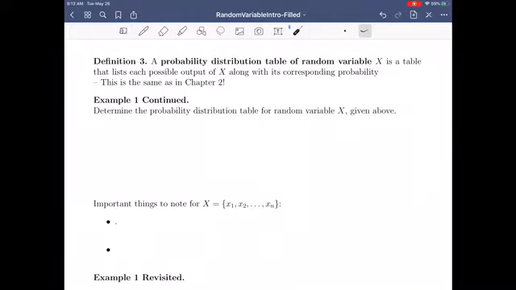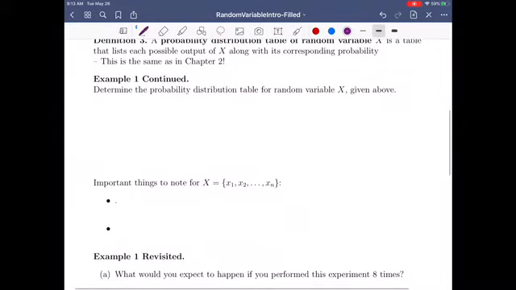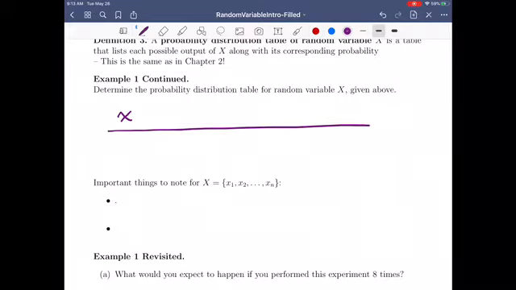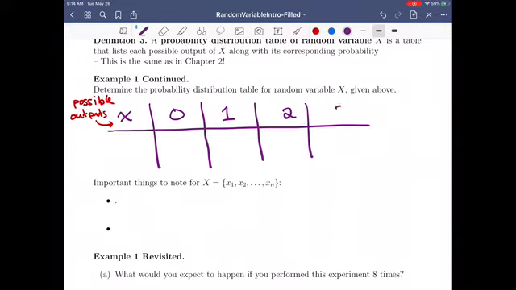If we do it for the previous example, our possible outputs, those are our possible little x's. These are how many heads we could have. So we could have 0 heads, 1 head, 2 heads, or 3 heads. That's all we could have. And then down here, we're going to have their probabilities.